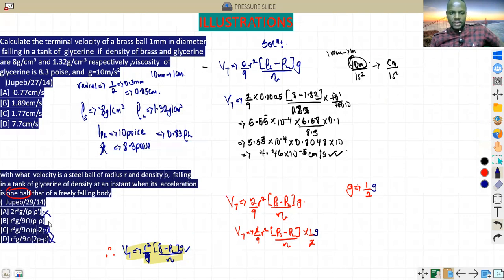So the correct answer is option B. Please keep that at the back of your mind. You have r squared g, and look at r squared over 9. Look at r squared times g. They give you r squared g over 9, open bracket, rho of solid minus rho of liquid, divided by 9 eta, open bracket, rho of solid minus rho of liquid. Which is the same thing as what we've done. So I will stop here, guys.